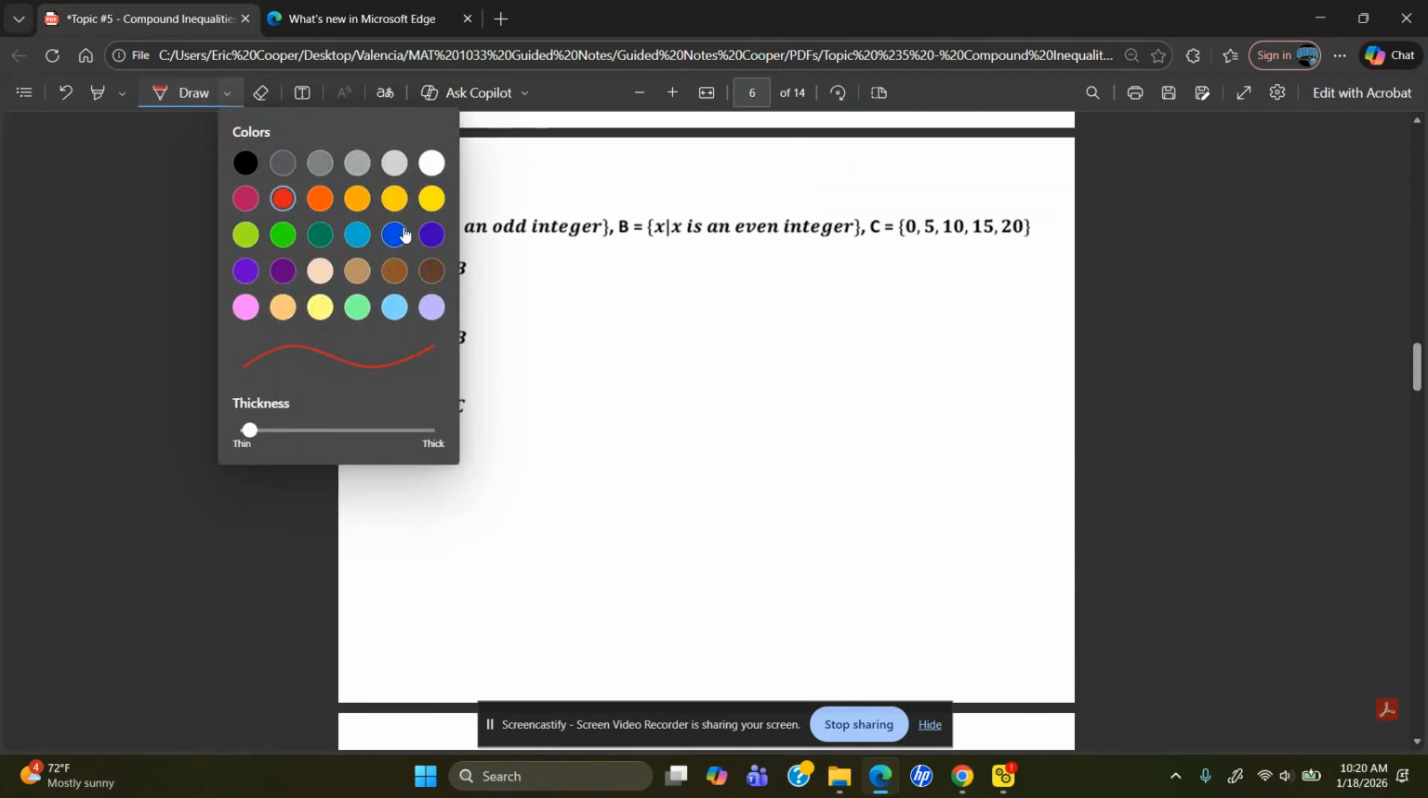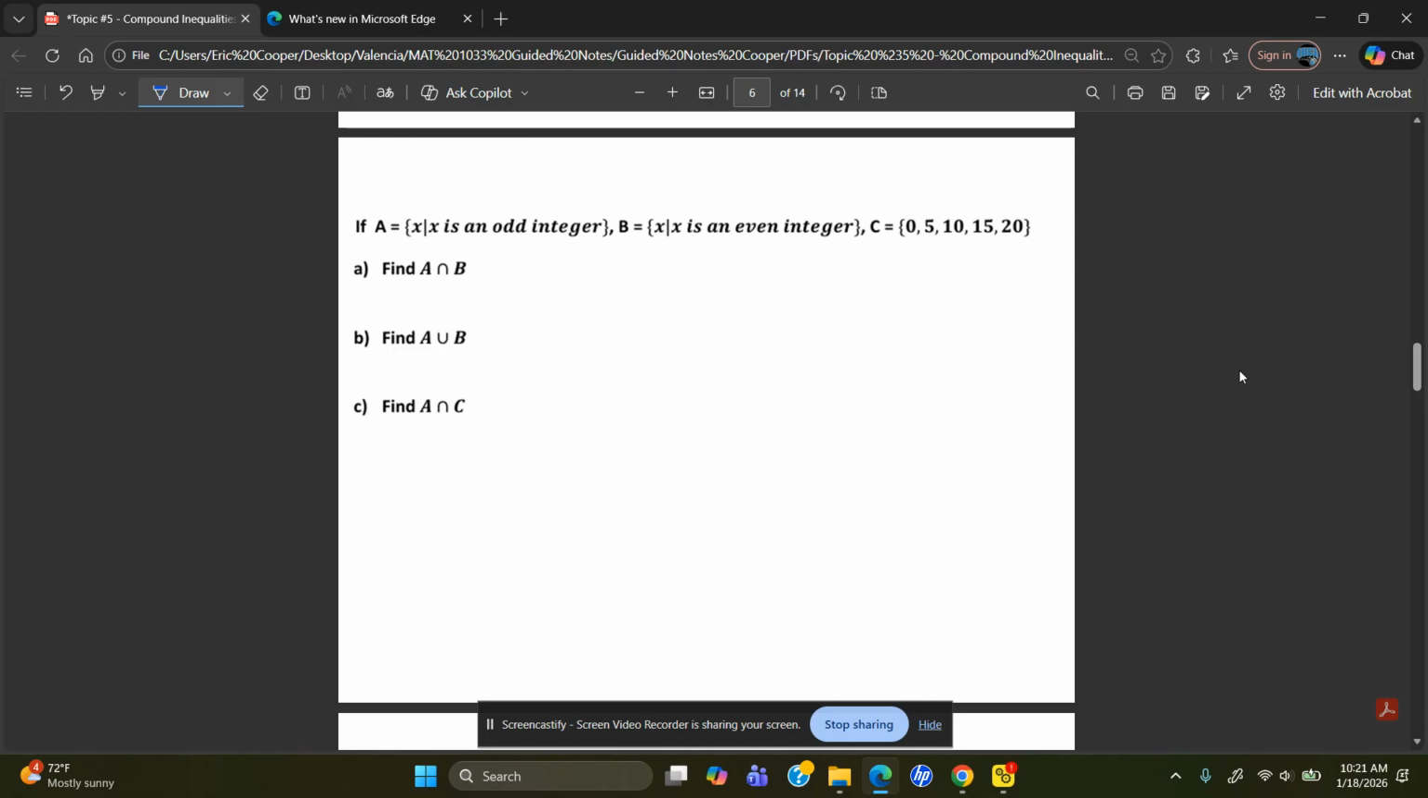Let's continue here with this problem. In this case, A says x is a number so long as x is odd. B is the set x is a number so long as x is even. And C, we have specific numbers 0, 5, 10, 15, and 20. The first one is A and B. So what it's asking us here is we need to find something that is both even and odd.